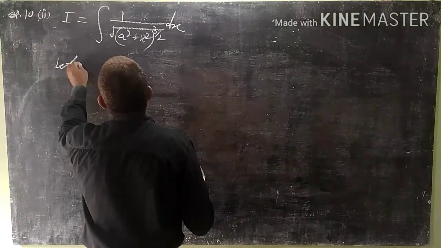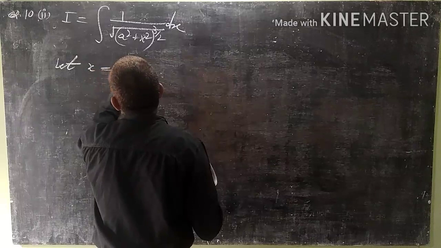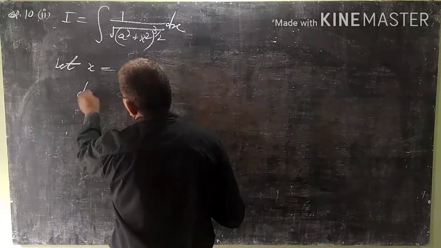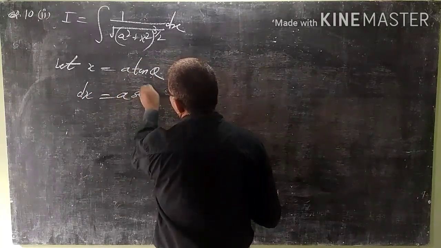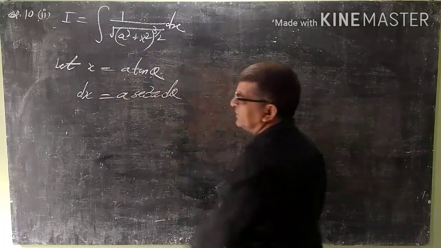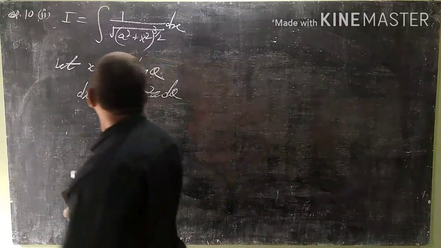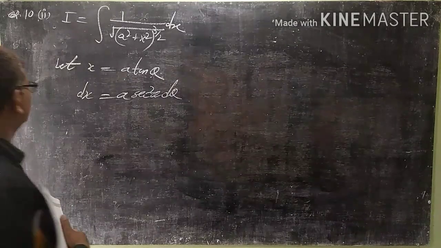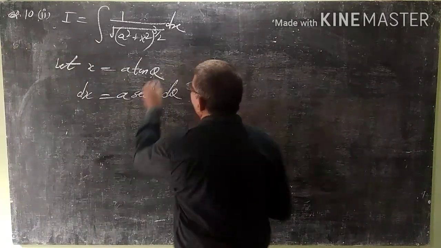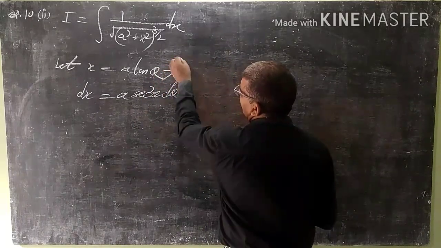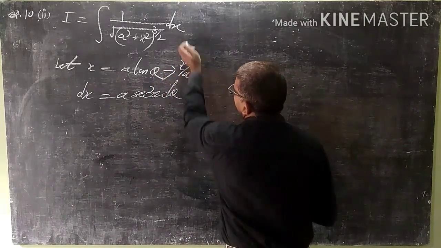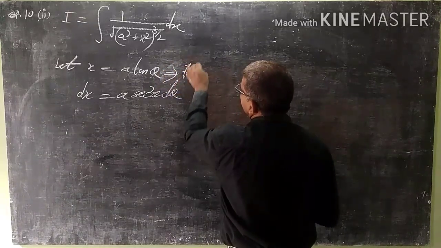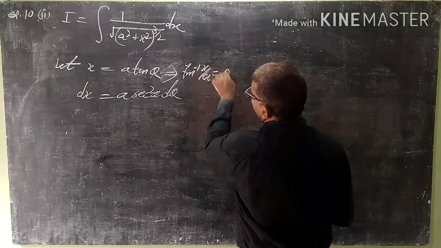Let x equal to a tan theta, dx equal to a sec square theta d theta, since d by dx of tan theta equals sec square theta d theta. And x upon a implies tan inverse x upon a equal to theta.